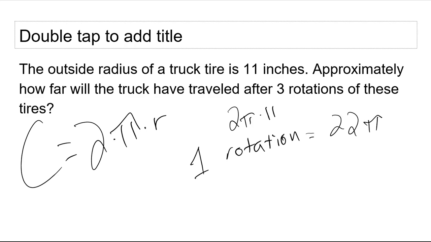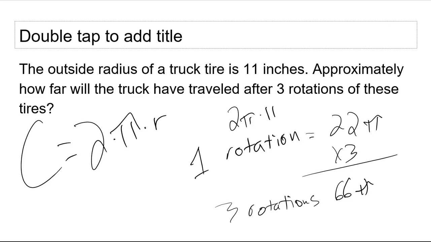After 3 rotations, we just simply multiply that number by 3, and you get 3 rotations is 66 pi. But they want to know the number, so let's take 66 times pi. It's going to be 207.3 inches.